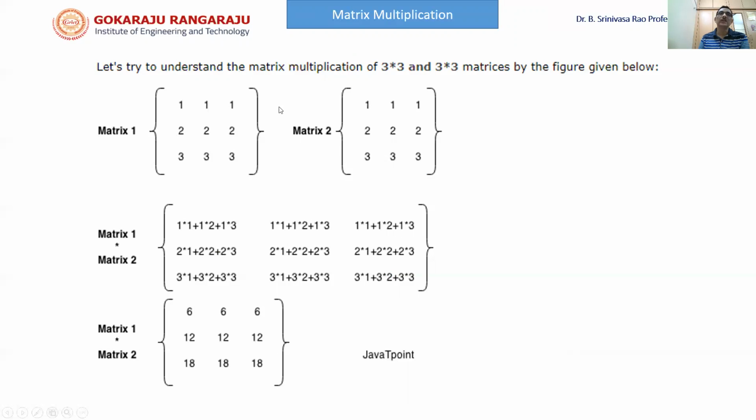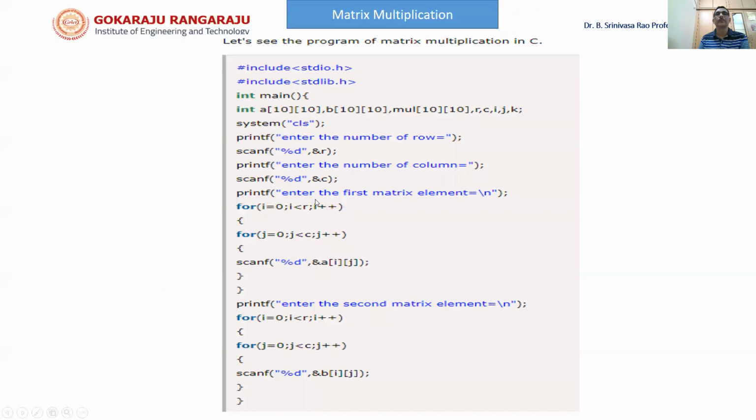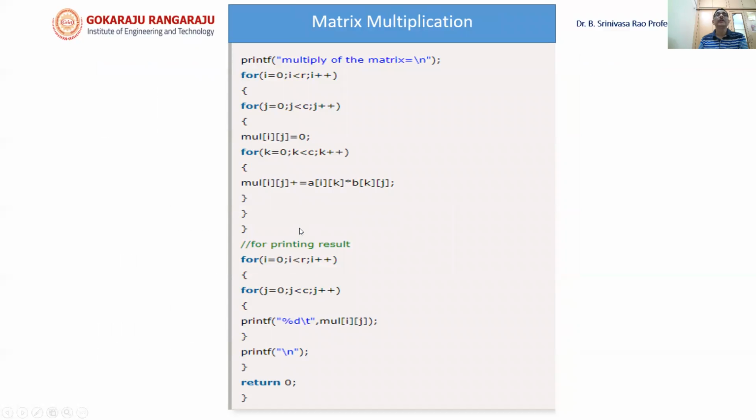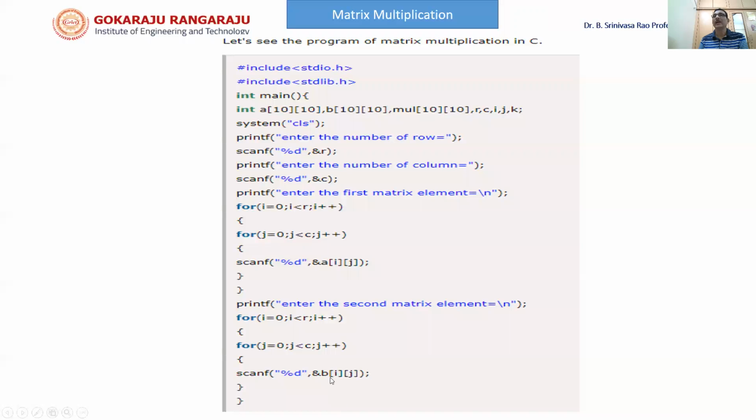Now, the logic that we have described will be implemented in the C program as shown below. Here, A and B are the two given matrices. MUL is the resultant matrix after multiplication. R, C, I, J, K are the indices of integer type that we are using. Here, first we input the first array and then we input the second array. So A array is inputted and B array is inputted by using nested for loops.